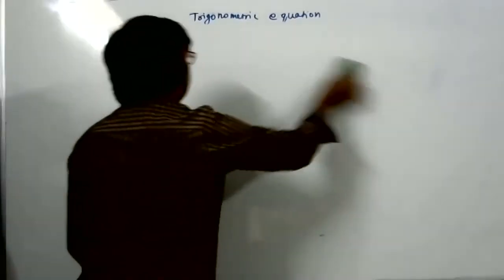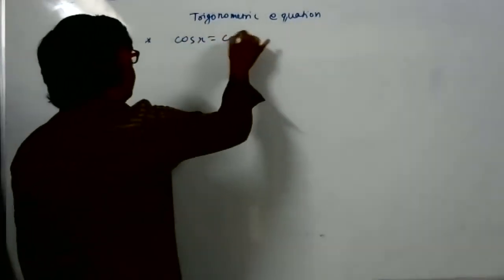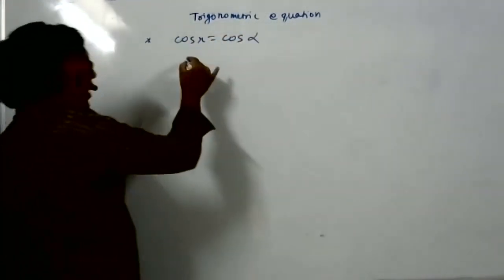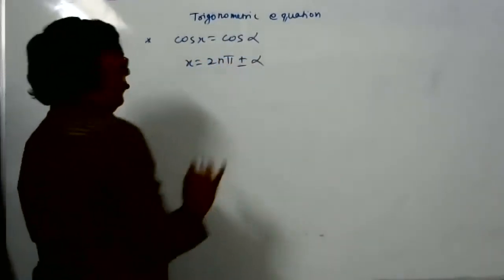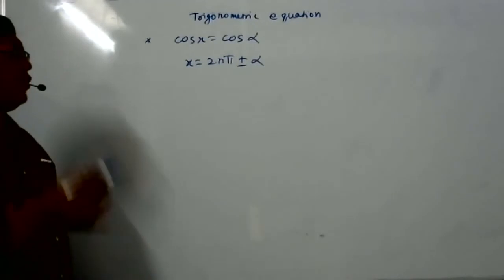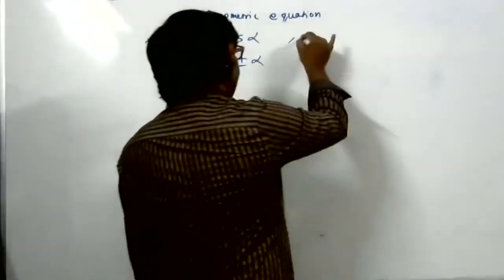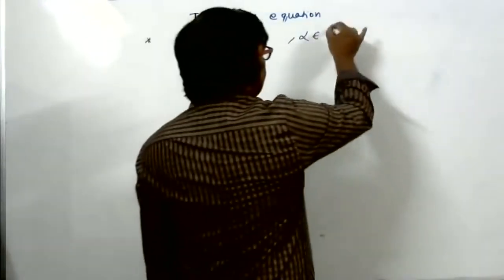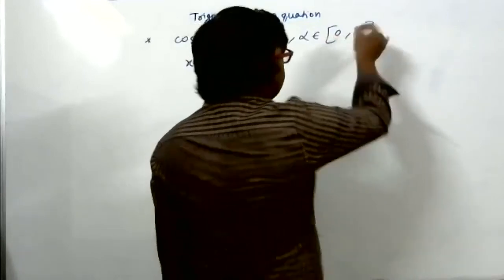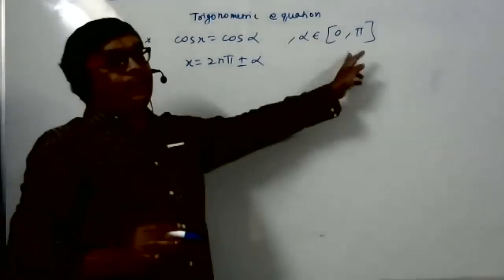Next one: cos x is equal to cos alpha. Then how much is x? So x is 2n pi plus minus alpha. If somebody asks you cos x is equal to cos alpha, then what is x? X is 2n pi plus minus alpha, where alpha lies from 0 to pi. Principal value, not solution. These are called principal values.